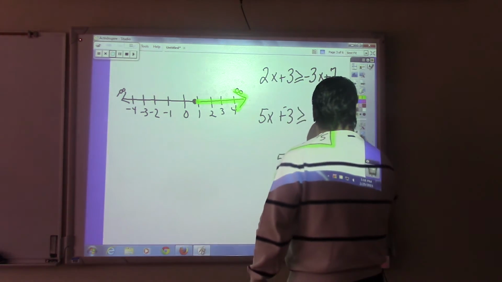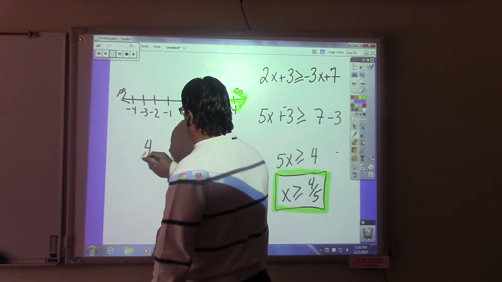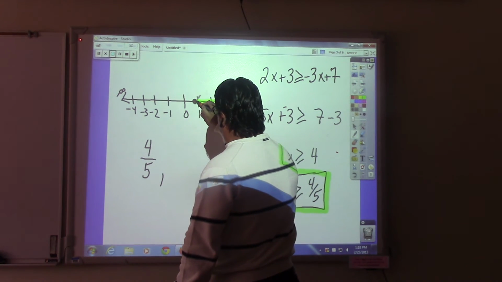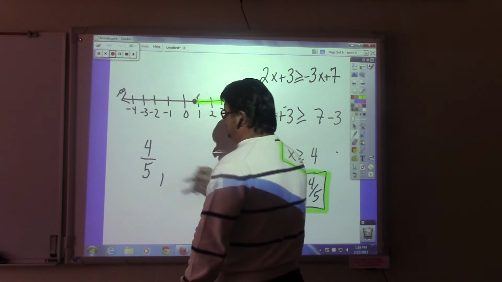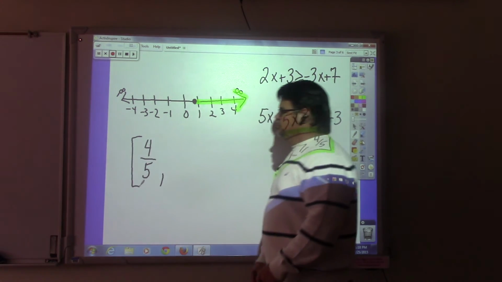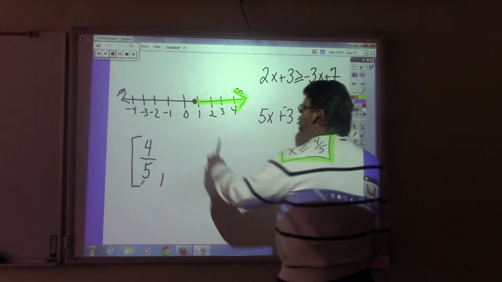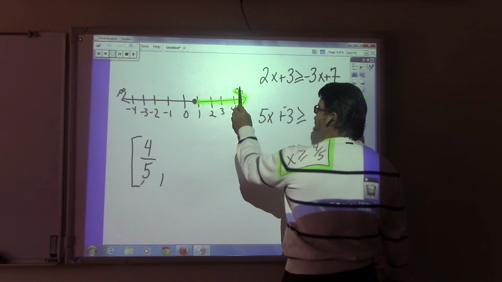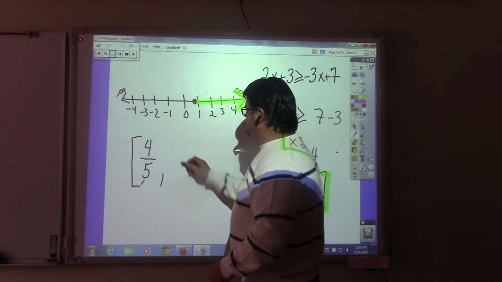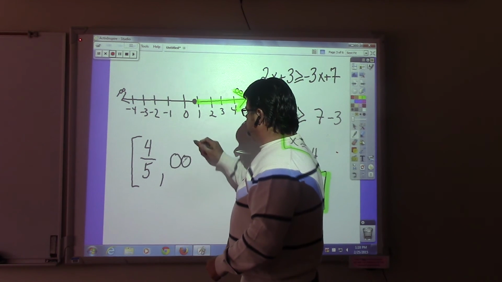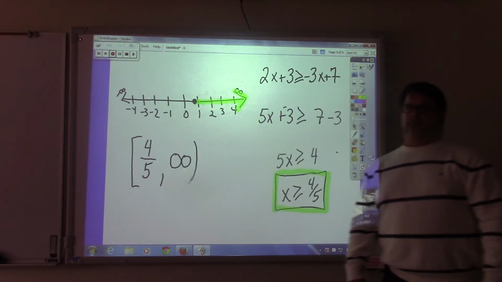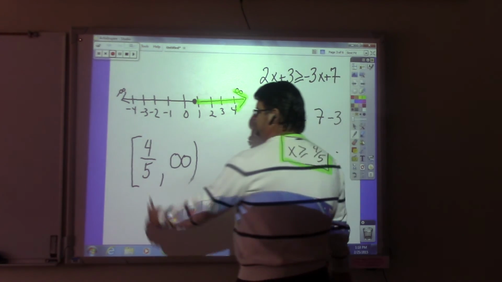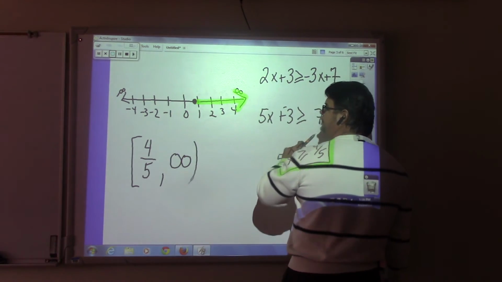4/5. Do we use a parenthesis or a bracket at 4/5? Well, what do we have here? So what does that go with? Bracket. And we keep going through the solution set to positive infinity, and what goes on infinity? So the interval notation for this answer is from 4/5 to what?